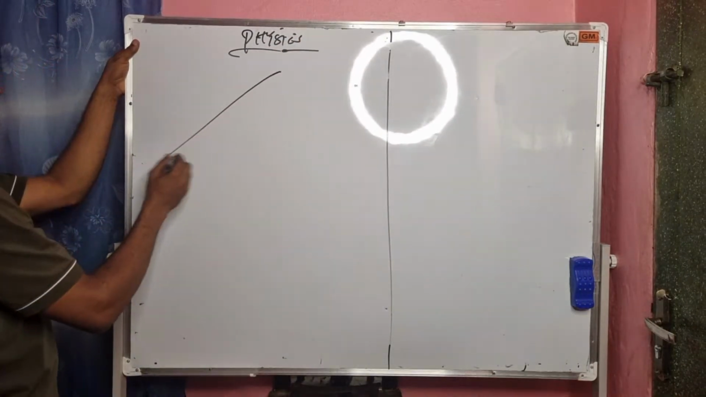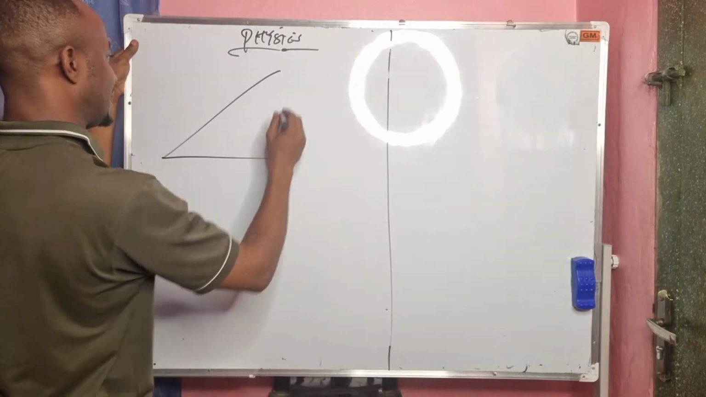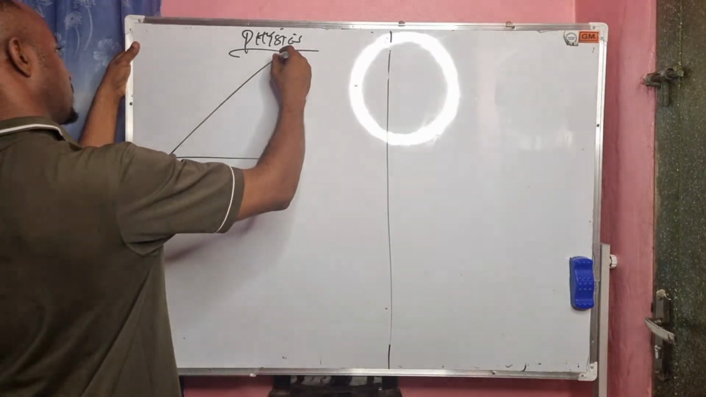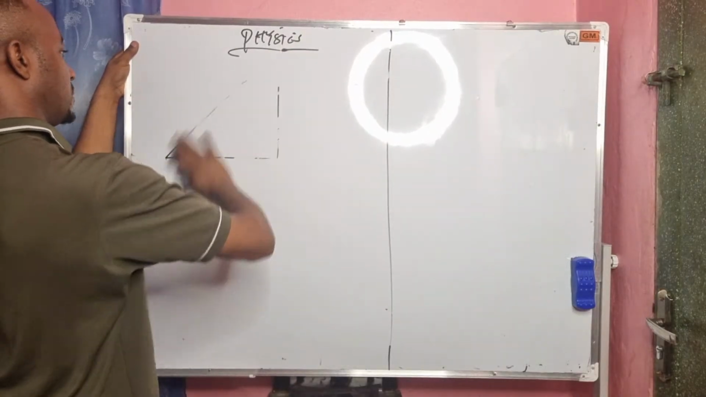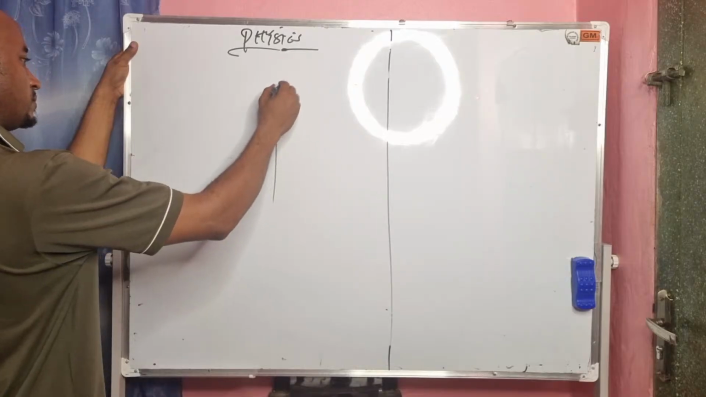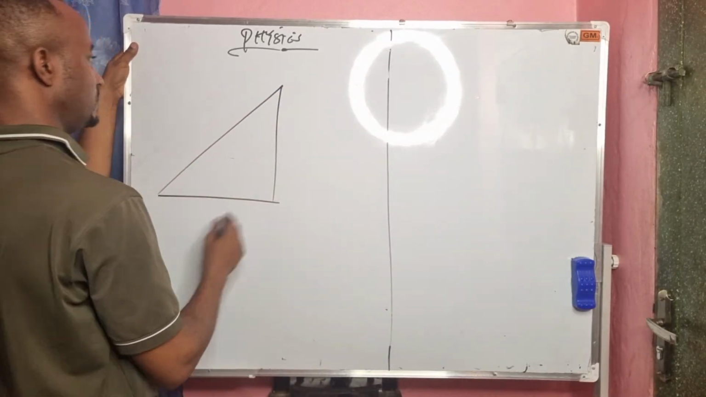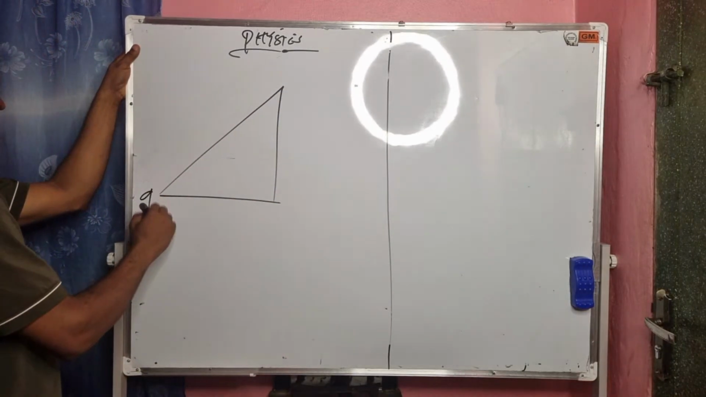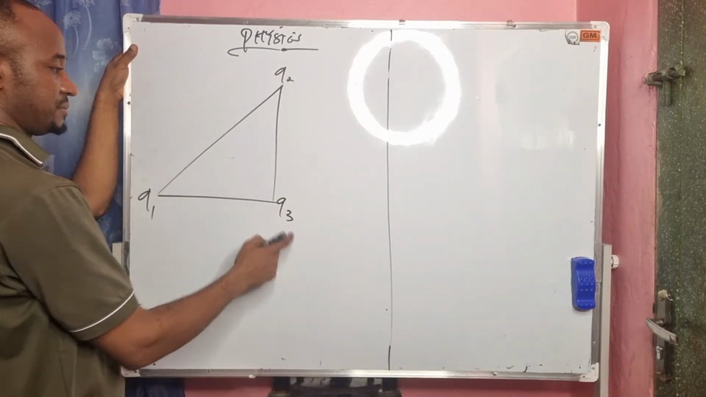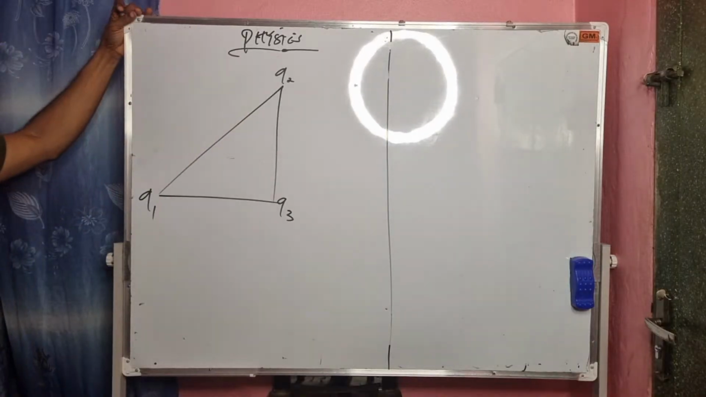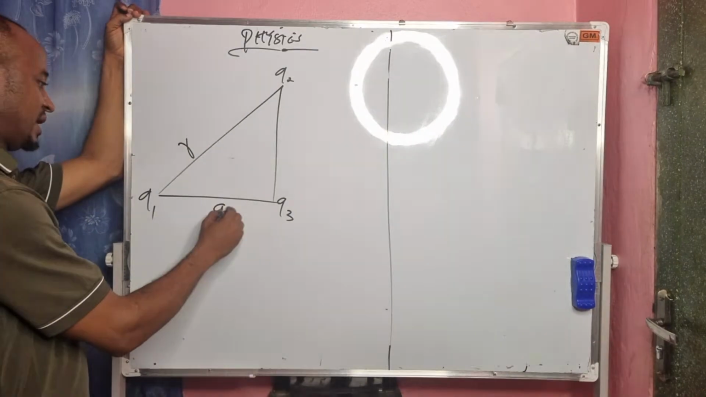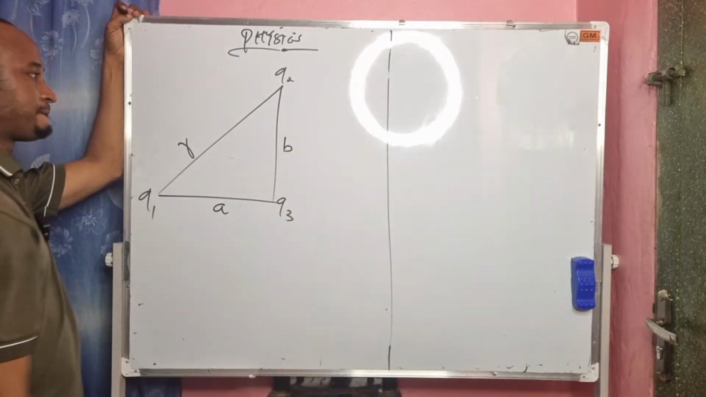What if we have a thin inclined plane? But in this case, we have charge 1, charge 2, and we have charge 3 here. We still have our distance R. We have here as A and here as B.